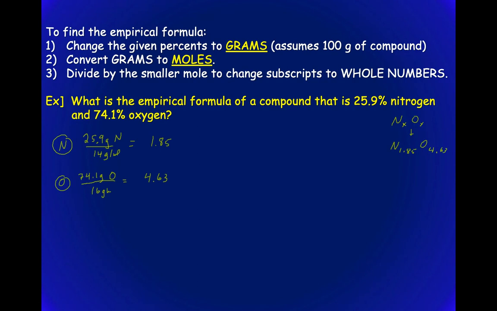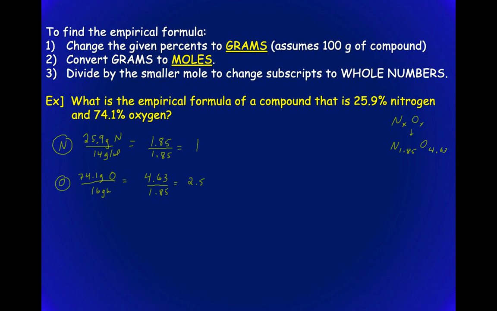So I'm going to go to step 3, and I'm going to divide by the smaller mole. I'm going to look at these 2 numbers, find the smaller one, that's easy, and divide by that number, 1.85. I'm going to get a 1 here. So I'm trying to get that ratio from 1 to something. I'll take 4.63 and divide by 1.85, and I will get 2.5. All right, so these numbers look better.